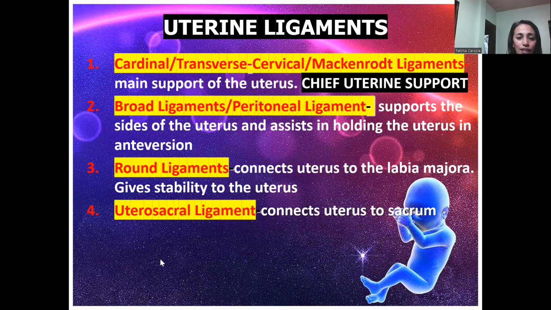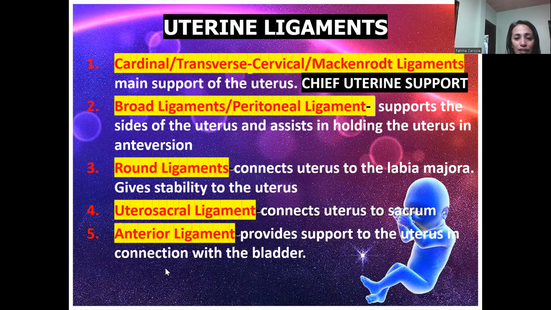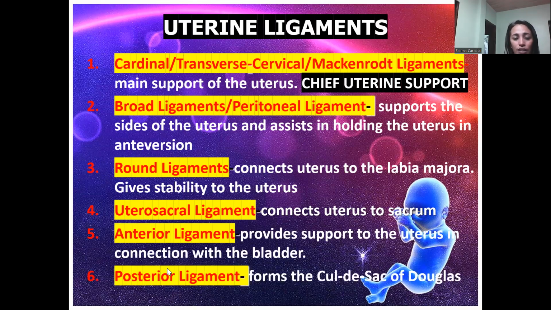And then we have here the uterosacral ligament. It connects the uterus into the sacrum. And then, of course, we have the anterior ligament that provides support to the uterus in connection with the bladder. And the posterior ligament, of course, connects the uterus into the cul-de-sac of Douglas. The three common board exam questions that come out in here are when your cardinal ligament or your transverse cervical or your Mackenrodt ligament as the chief uterine support is being hit, okay, accidentally during cesarean section, then you could have uterine inversion, okay? And then when the anterior ligament is being hit, magkakaroon ka ng tinatawag na cystocele, and cystocele is known to be the protrusion of a part of the bladder into the vagina.